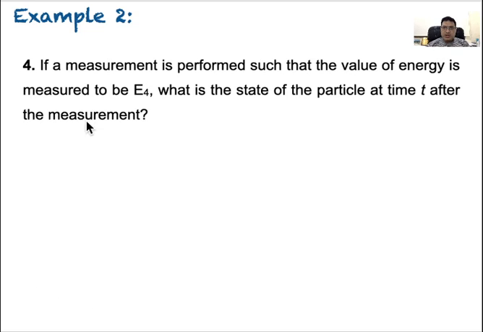Now if a measurement is performed such that the value of energy is measured to be E4, what is the state of the particle at time t after the measurement? You see that you have performed the measurement now, and the value of energy comes out to be E4. So what is the state? Once you have measured and you know that the energy is E4, your particle is in state phi 4. So this is now your psi of x, t, because the energy is E4, so the state is only composed of this part.